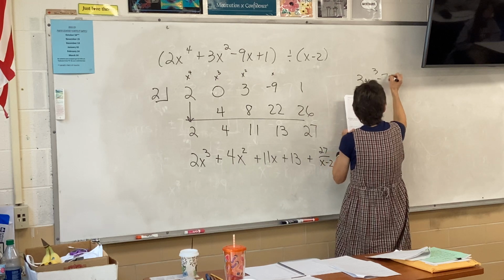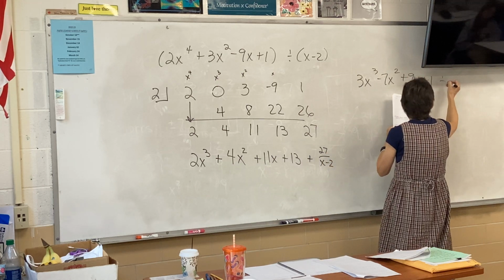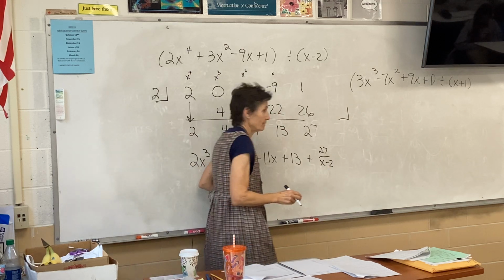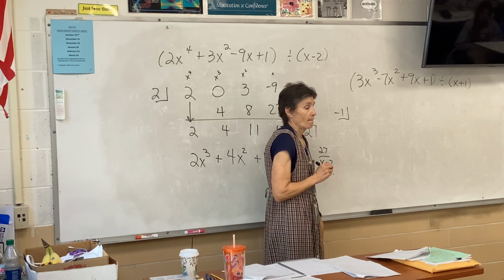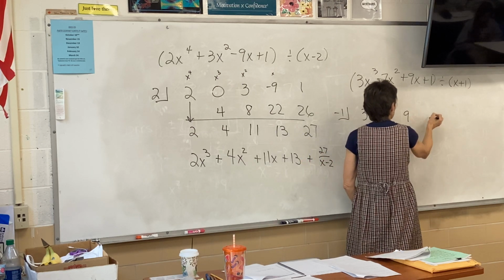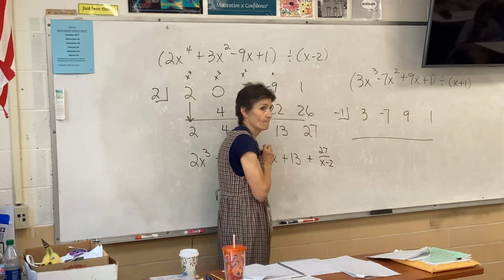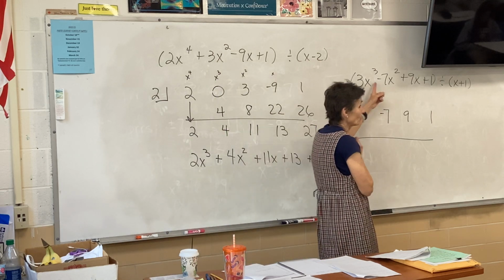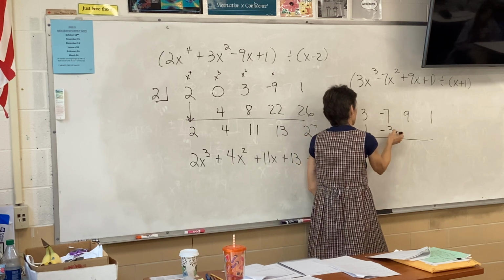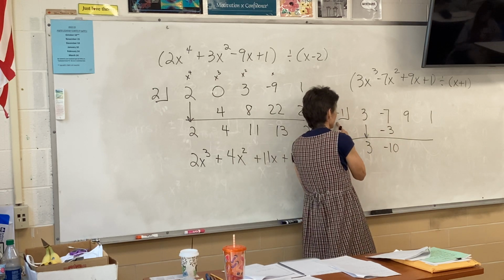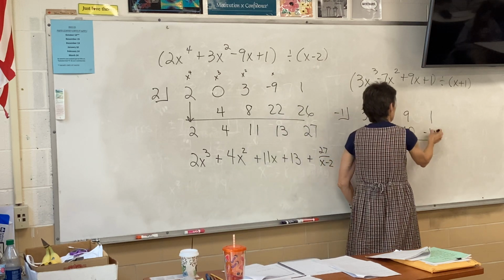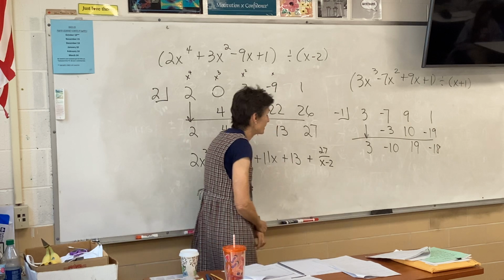So we are dividing all right, what am I going to put in the box this time? Negative 1. In the box is going to go negative 1. And then across here is going to go 3, negative 7, 9, and 1. Do I need any zeros this time? Nope, because everything's there. They go right down in order. All right, so here we go. Negative 1 times 3. Add. Negative 1 times negative 10. Add. Negative 1 times 19. Add.